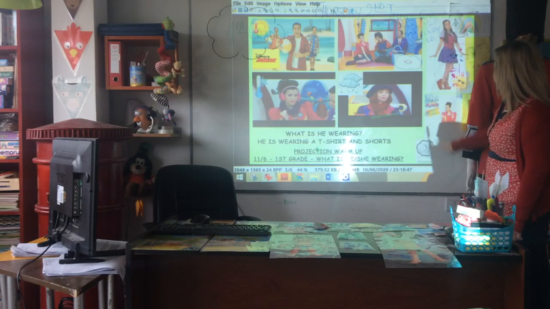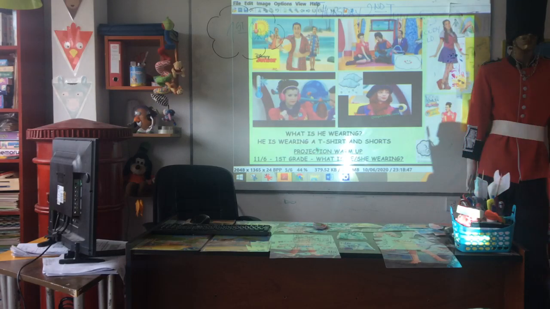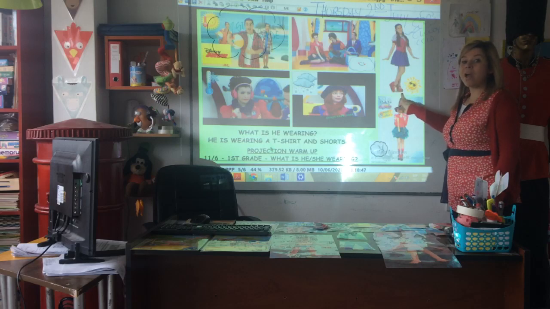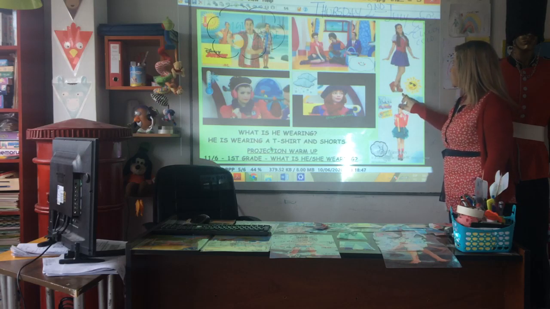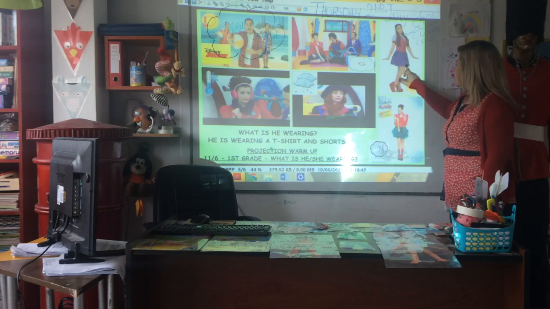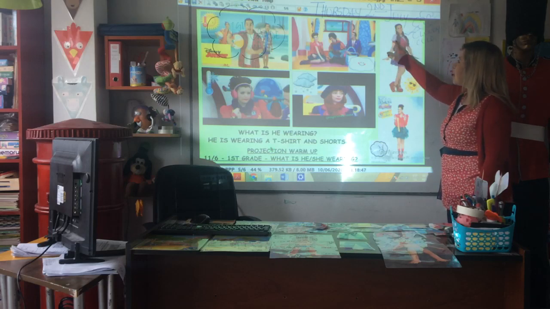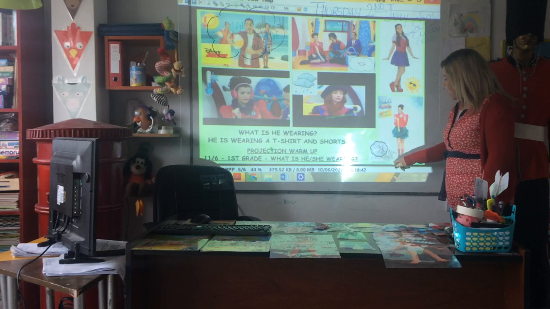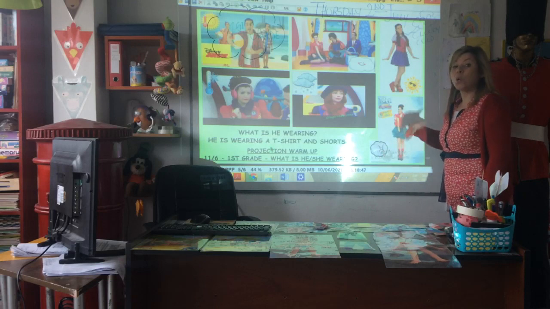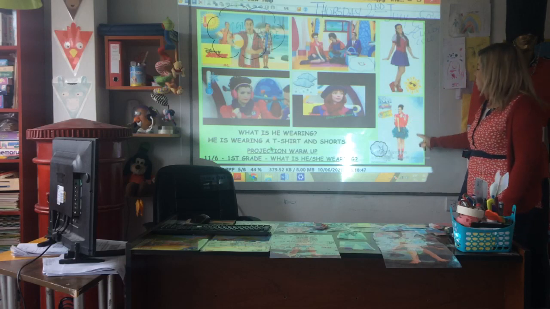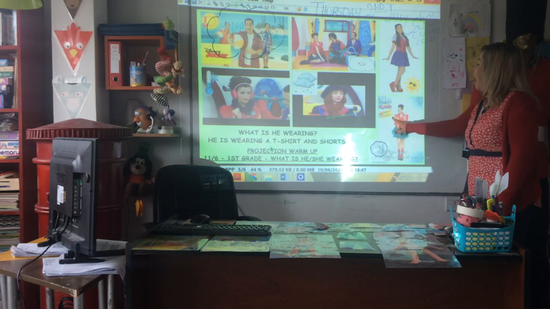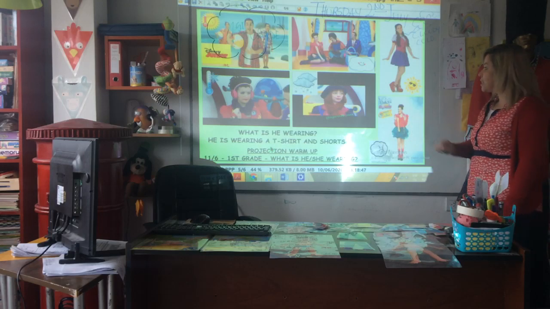What's the weather like here? It's sunny. What's she wearing? She's wearing red shoes, a purple skirt, and a pink and purple waistcoat. Waistcoat, el chalequito. What's the weather like here? It's windy. What's she wearing? She's wearing purple shoes, pink socks, a blue skirt, and a pink jacket. Yes? Is it clear?